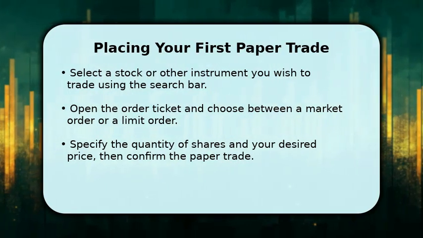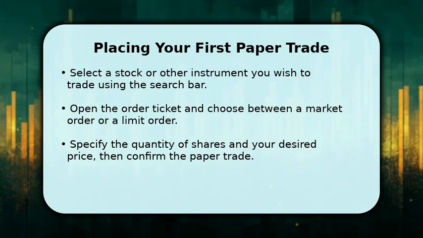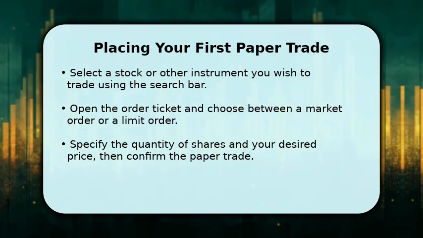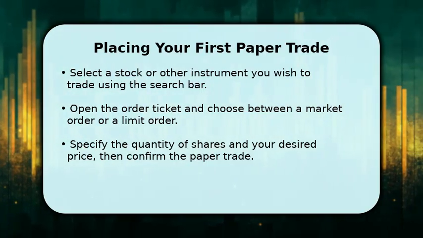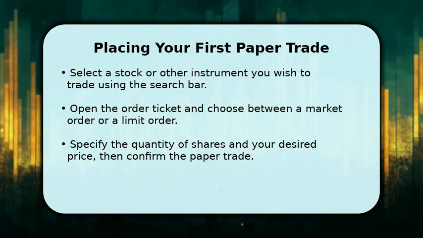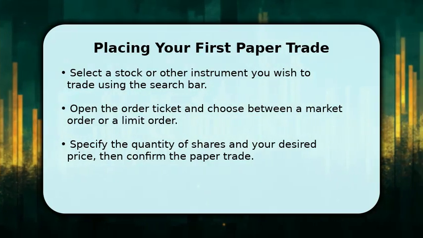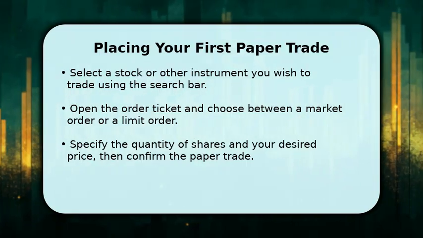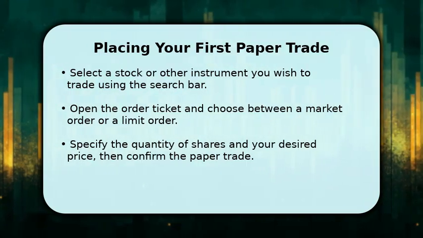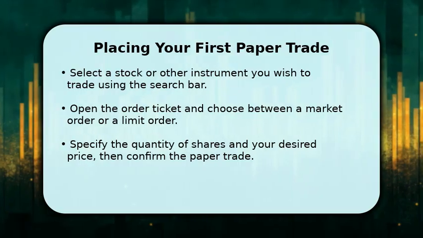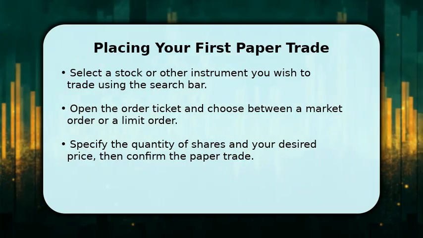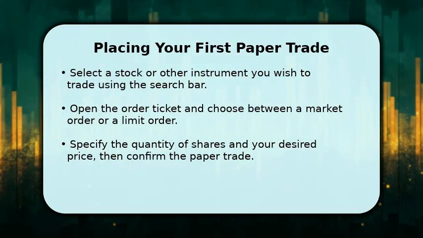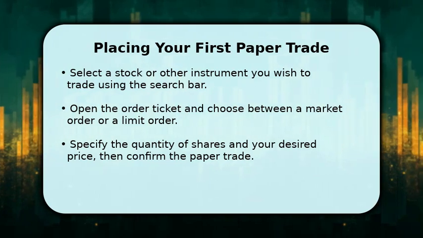After selecting the paper trading section, use the search bar to find a stock, ETF, or option you want to practice with. Once you've chosen your instrument, open the order ticket. Here, you'll decide whether to buy or sell, and select an order type like a market order for immediate execution or a limit order for a specific price. Enter the number of shares you wish to trade and then confirm your order.